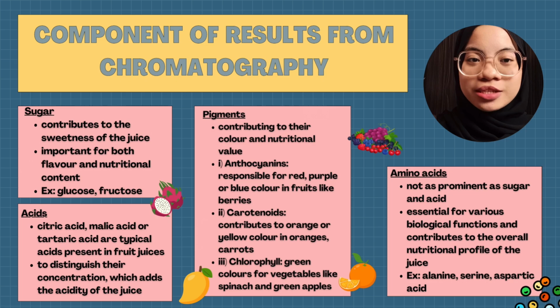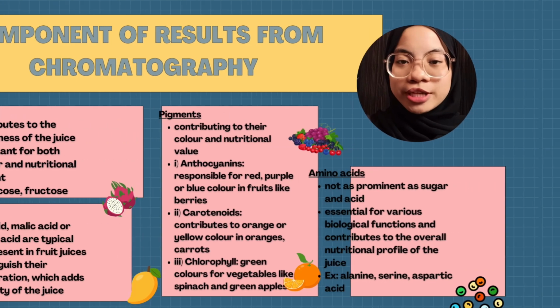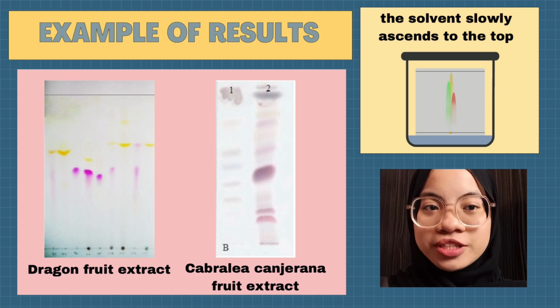Last but not least, we have amino acids. Amino acids are not as prominent as sugar and acid, but they are still essential for various biological functions, and they also contribute to the overall nutritional profile of the juice. Examples of amino acids are alanine, serine, and aspartic acid. So these are examples of results that are obtained from the thin layer chromatography.